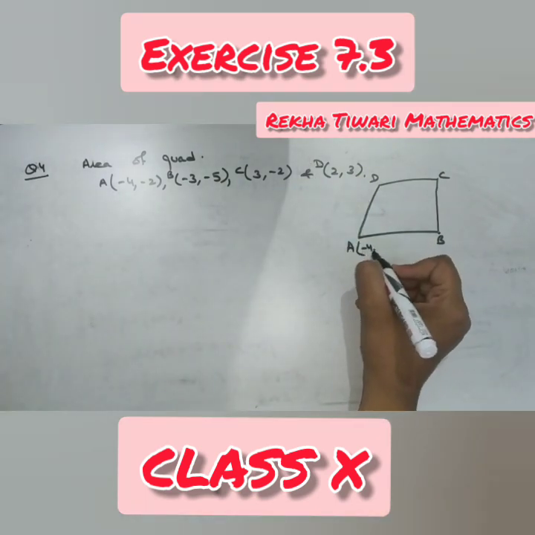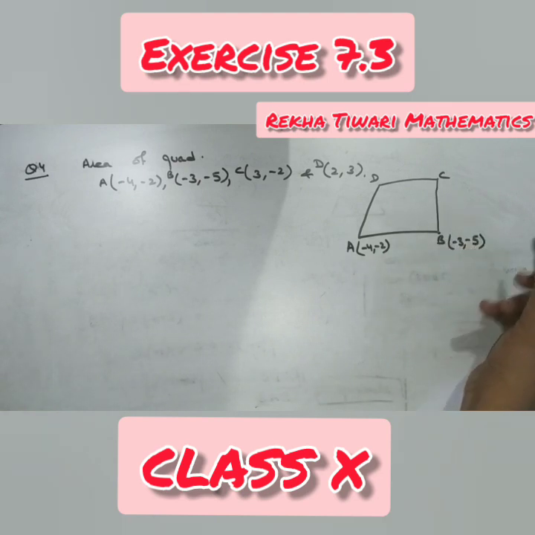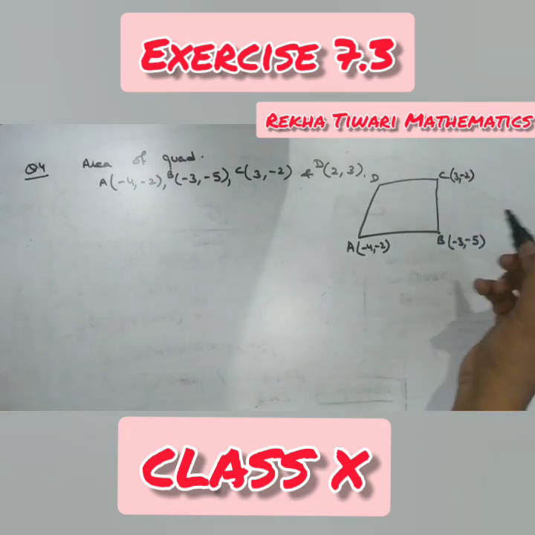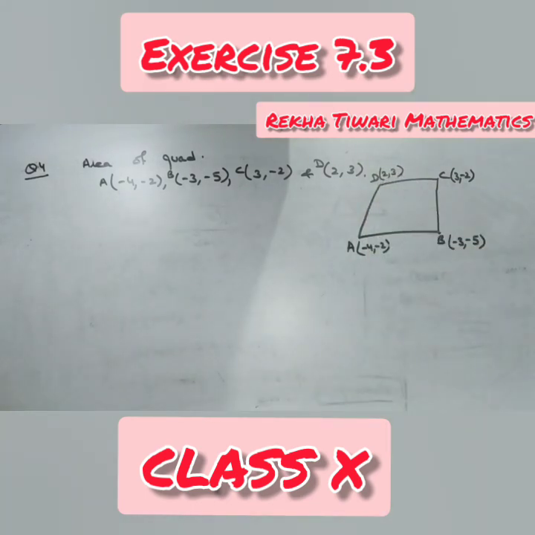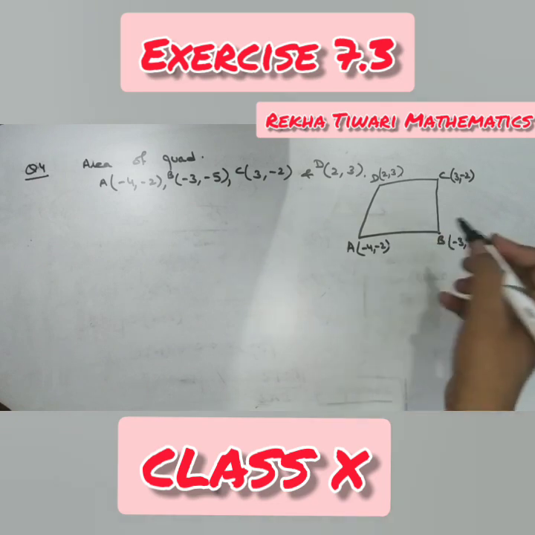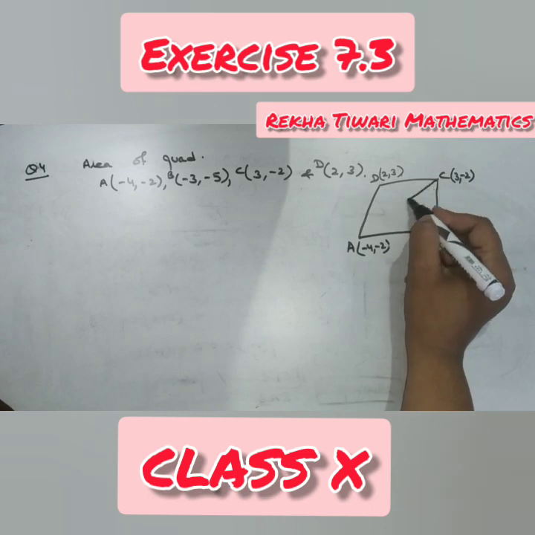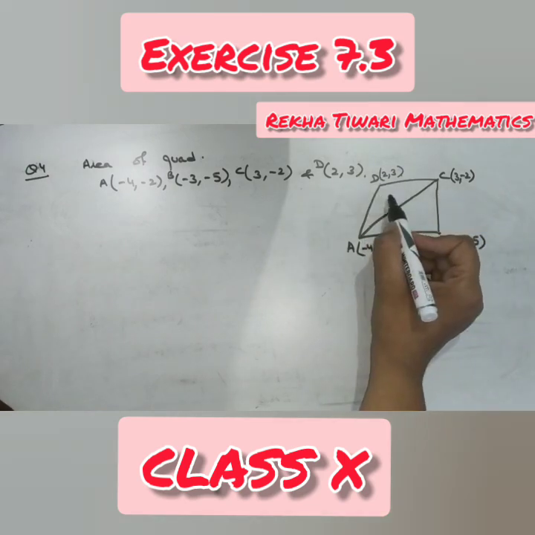So A is (-4, -2). B is (-3, -5). C is (3, -2). You don't have to change the order. And D is (2, 3). Now how to find out the area of the quadrilateral? For finding the area of quadrilateral, what you have to do? You have to join one of the diagonals to divide this quadrilateral into two triangles. You can join any diagonal. Let me join this AC. After joining AC, this quadrilateral is divided into two triangles.